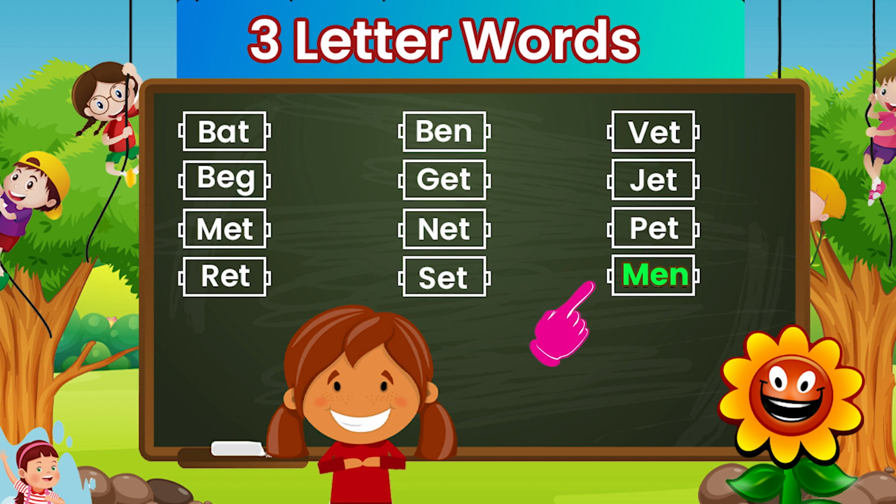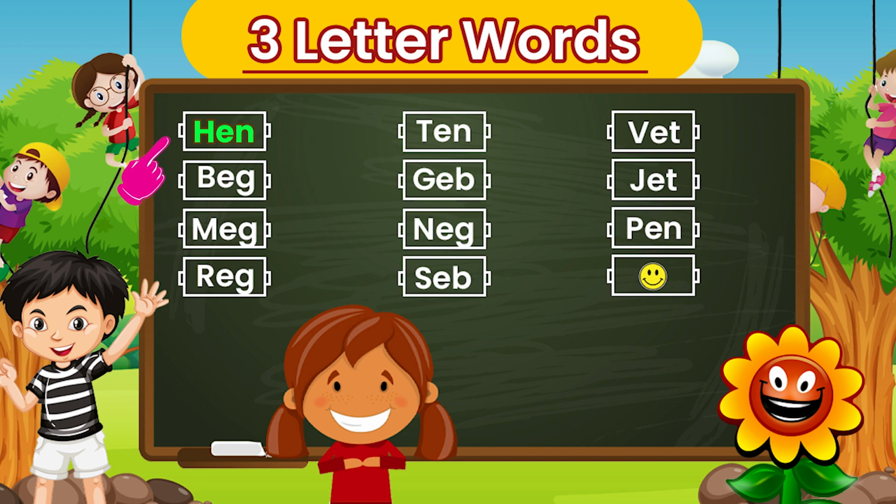Okay, let's see the next one. Hen. I'm gonna use my inner voice for these words and try. Hen, ten, wet, beg, geb, jet, meg, neg, pen, reg, seb. Let me circle few and try. Jet, ten, neg, pen.